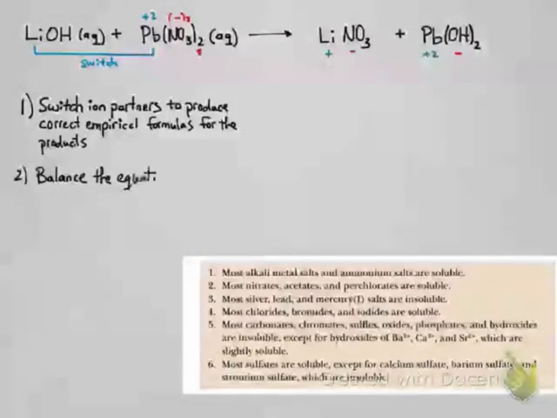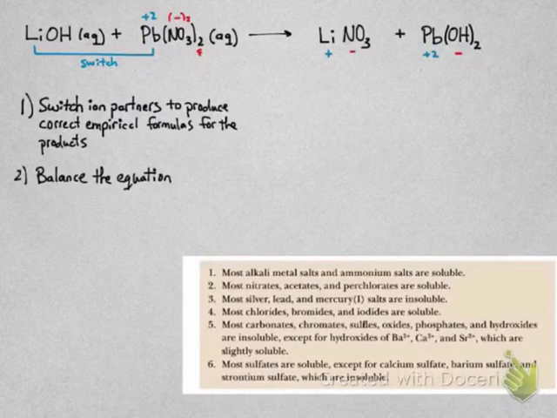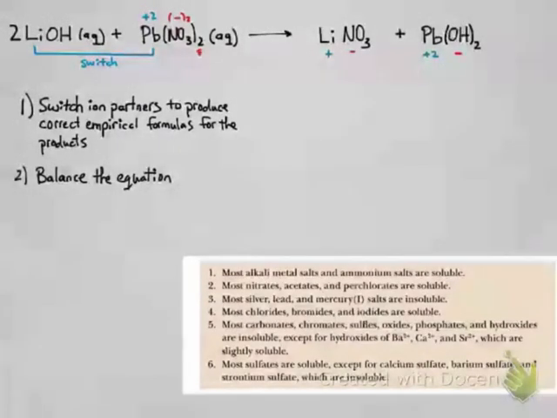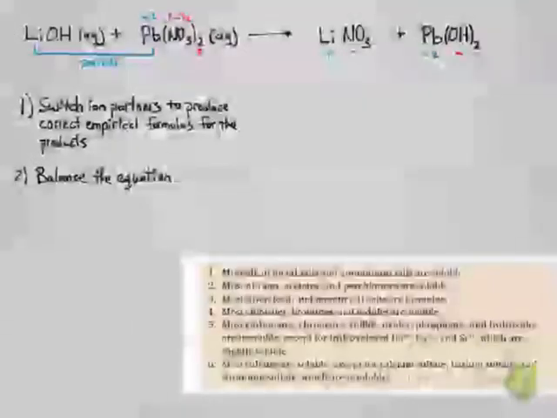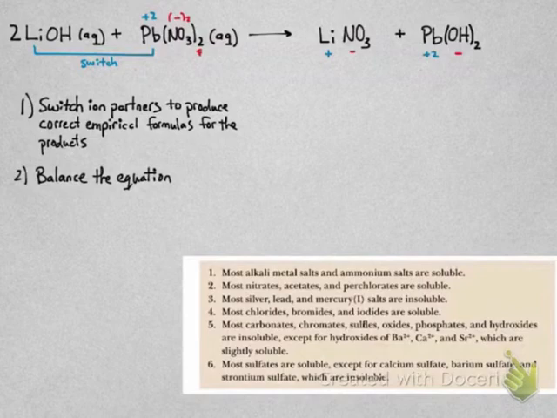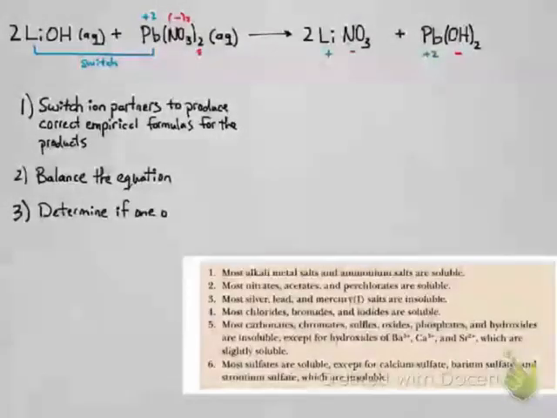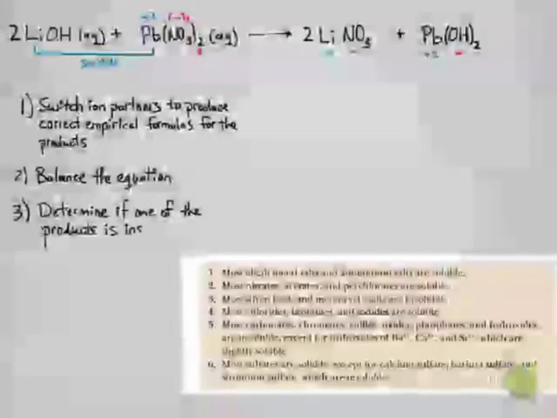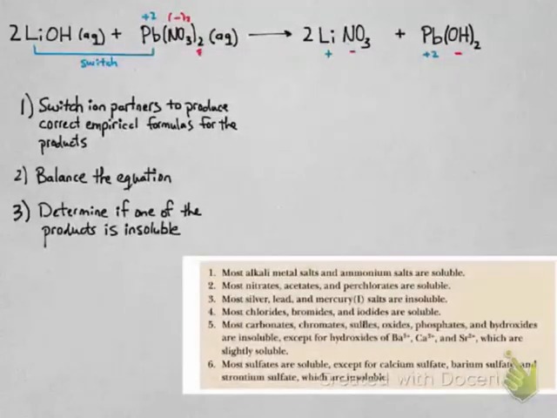Next, we're going to balance the equation. So notice that on the right-hand side we have 2 hydroxides. So we need to put in a 2 in front of the lithium hydroxide. Now we have 2 lithium ions on the left, and so we will have to put 2 in front of lithium nitrate. Lastly, we're going to determine if one of the products is insoluble using the solubility table, which is shown on the bottom right.